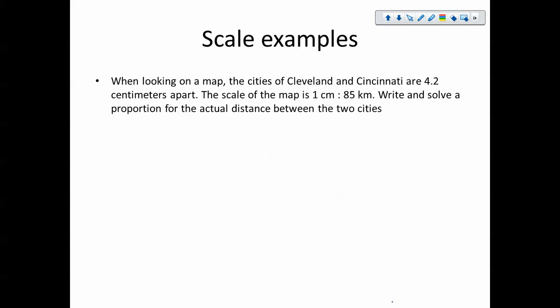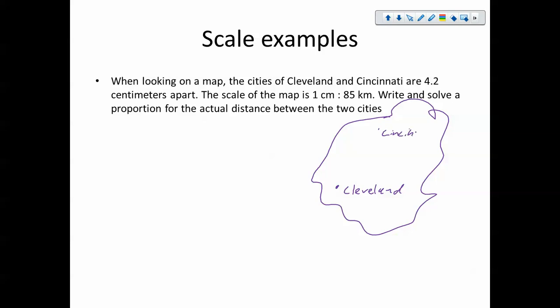So here's just a quick example. When looking on a map, the cities of Cleveland and Cincinnati are 4.2 centimeters apart. So you've got some land mass, that's a circle, that does a loop like that in the actual map. And then down here is Cleveland, and up here is Cincinnati. And on the map, this distance is 4.2 centimeters.